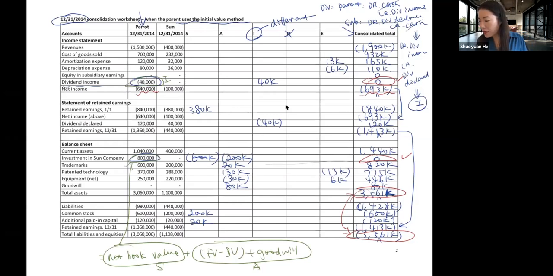So this is all I want to talk about regarding how we do consolidation if the parent has been using the initial value method in the year of acquisition. And next, we're going to look at if the parent has been using the partial equity method.